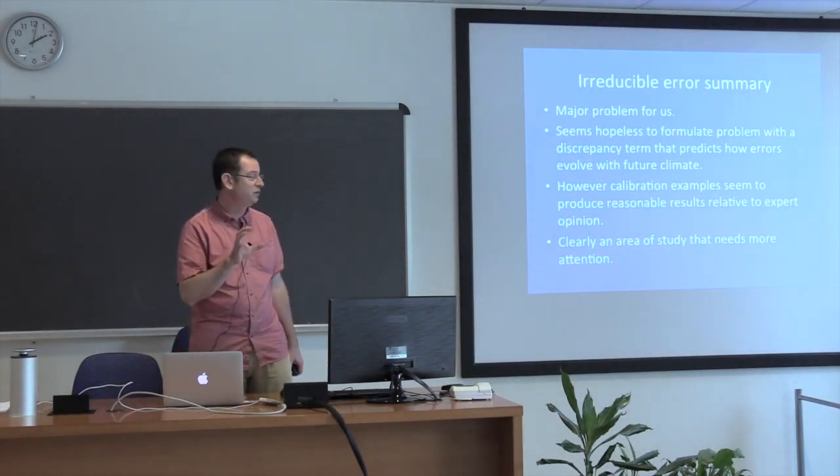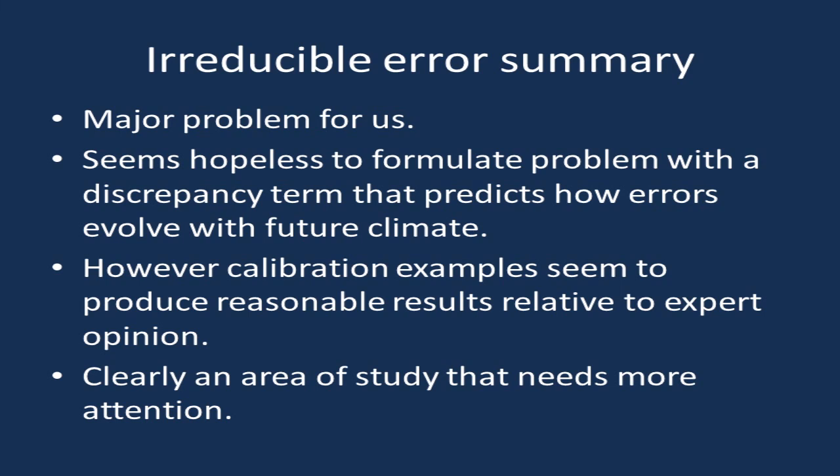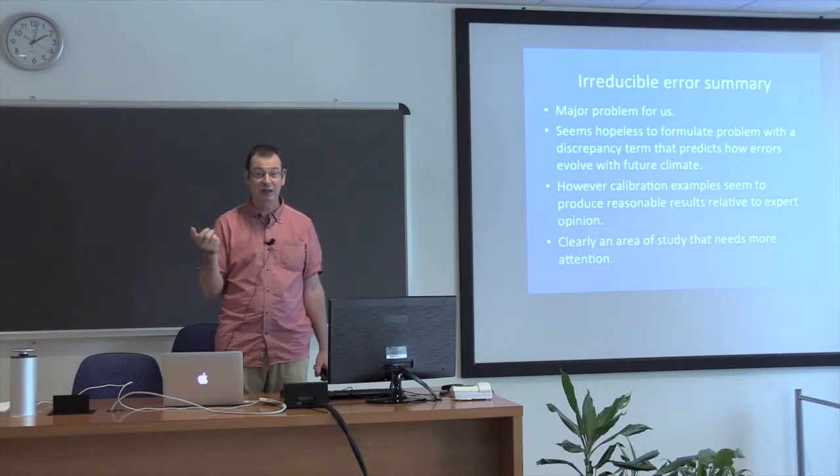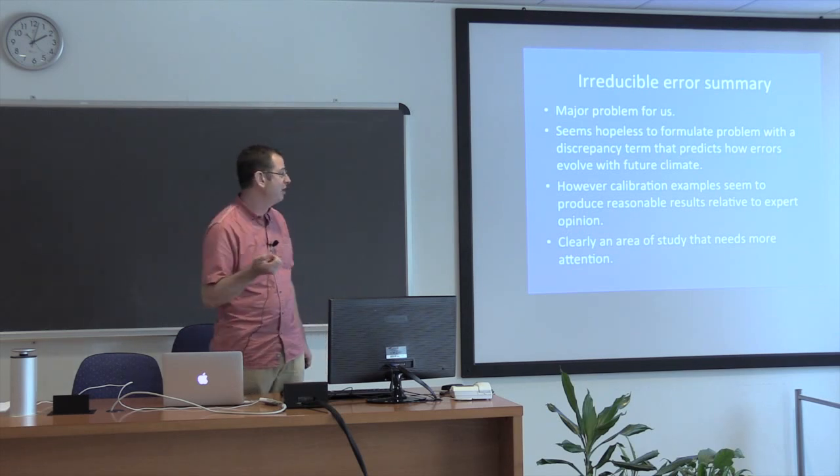Okay, so in summary about irreducible errors, one is that it's a major problem for us scientifically because it says that there's something missing in our physics. Two, from a Bayesian model calibration perspective, it gives rise to the potential for compensating errors unless you include a discrepancy term. But if you do that, you have to know pretty well exactly what that discrepancy is doing. And from a process perspective, if you knew what the errors were in your model and you could describe them pretty explicitly through time, then you probably know enough to actually correct the problem.